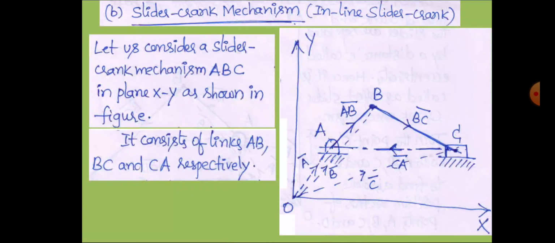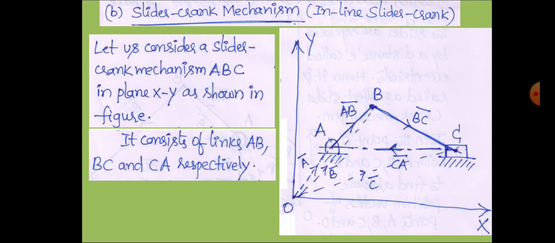Similarly, the slider crank mechanism, inline, means the slider and the pivot point O both will be in line with each other. So how to find the loop closure equation for this slider crank mechanism? Now look at the figure. The slider crank mechanism is taken in a plane XY where A is the pivot point, AB is the crank, BC is the connecting rod and point C is the slider.